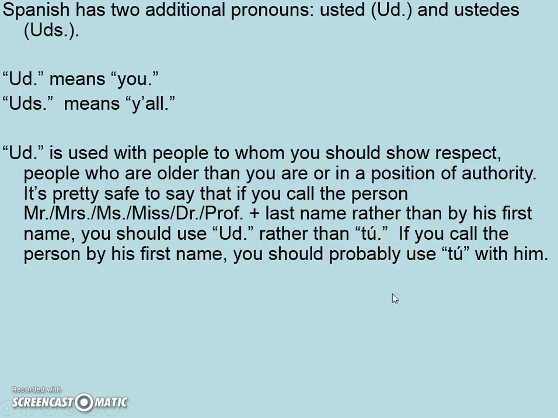If you call the person by their first name, so maybe like your friends or your family or people that you really, really know and are familiar with, then you're going to use tú, okay, because it's more of an informal way of saying you. So keep in mind, usted is just a formal way of saying you. And you're going to use it with people who are in authority above you or people that you probably don't know. Okay?